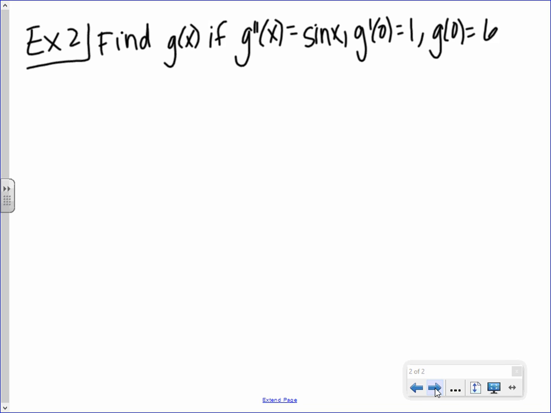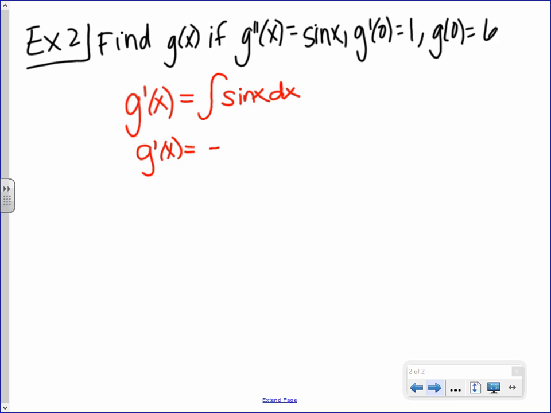So if we have the second derivative, then we have to first find the first derivative, right? So the first derivative should be the antiderivative of the second derivative. Henry, what is the antiderivative of sine of x? Which one, negative or positive? Good. So g prime is negative cosine of x plus C.